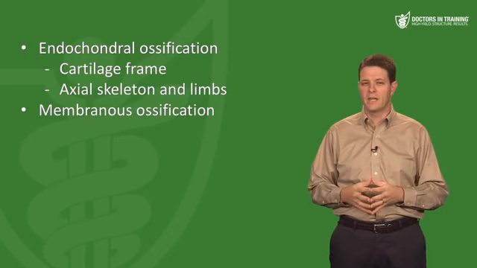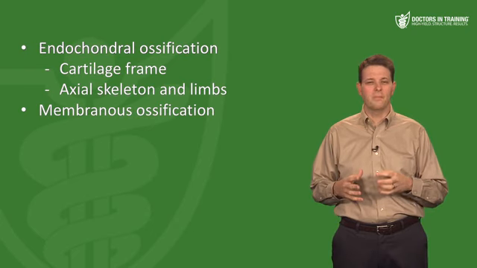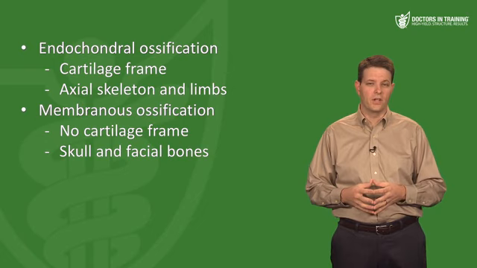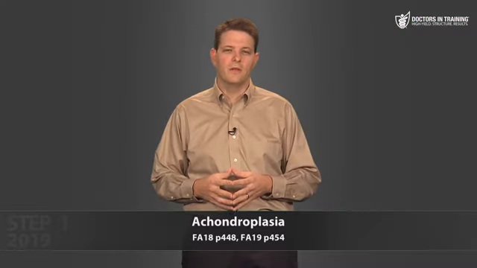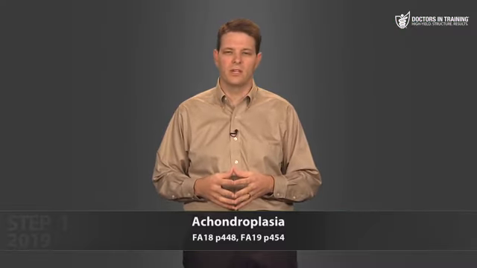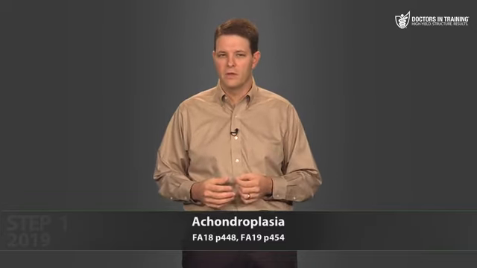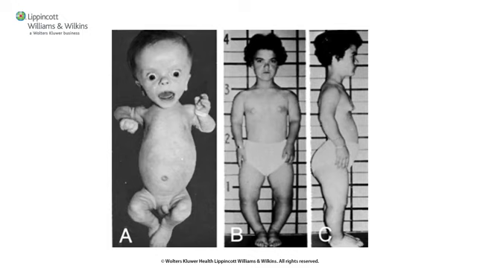And then membranous ossification is where the osteoblasts and osteoclasts build the bone directly without that cartilage frame. This occurs in the skull and the facial bones. If there's a defect in the endochondral ossification in those long bones of the axial and appendicular skeleton, that's achondroplasia. This results in short limbs with the proximal segments of the limbs being shorter than the distal segments. The limbs are also disproportionately smaller than the trunk, and the head is disproportionately large. These individuals also have frontal bossing, or a prominent forehead, and you can often see bowing of the tibias.